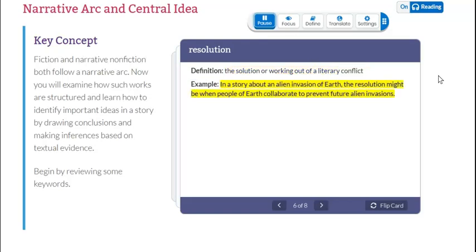Example. In a story about an alien invasion of Earth, the resolution might be when people of Earth collaborate to prevent future alien invasions.